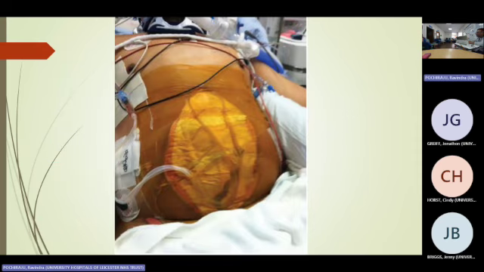Recognize this? Looks like an open abdomen. And what's the dressing? It's a vac dressing, okay?